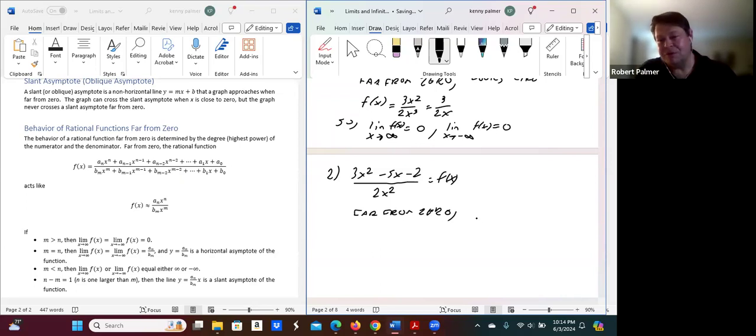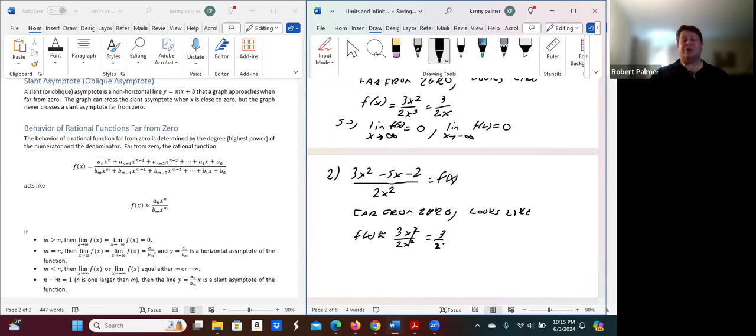Okay, far from 0, this looks like, I'm just going to use approximately squiggly lines, it looks like it's more like 3x² over 2x². But you cancel out the x's, that looks like 3 halves. Okay, so it actually should approach a constant. Let's see if it does. Let's go back to Desmos.